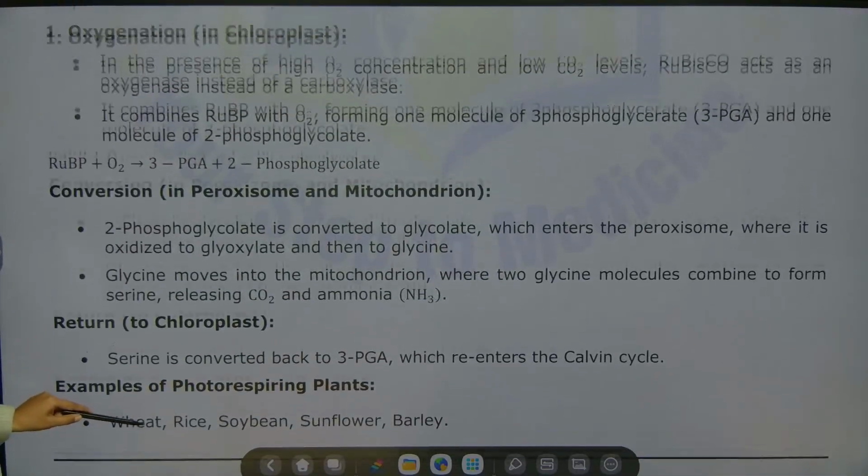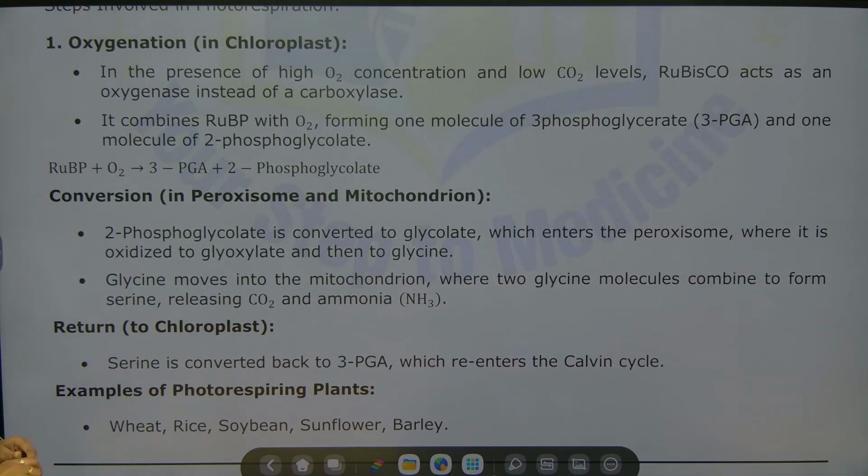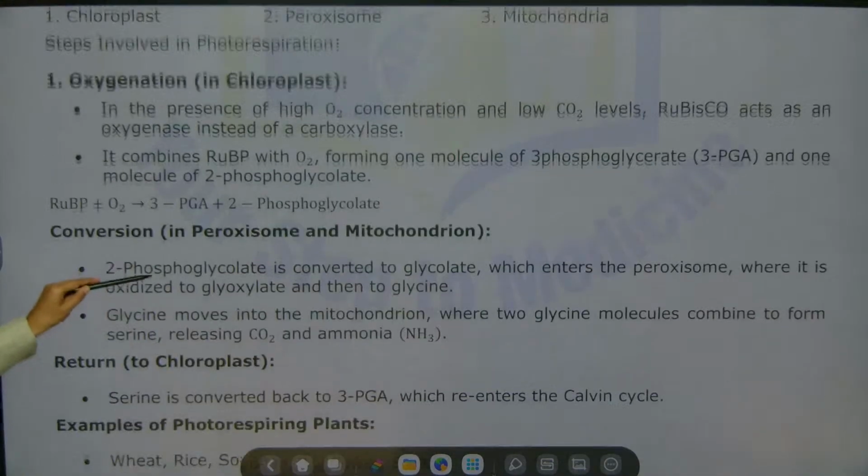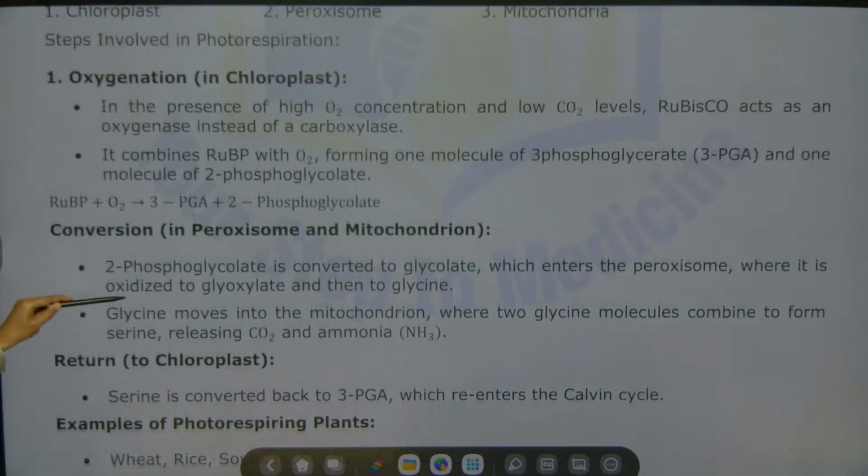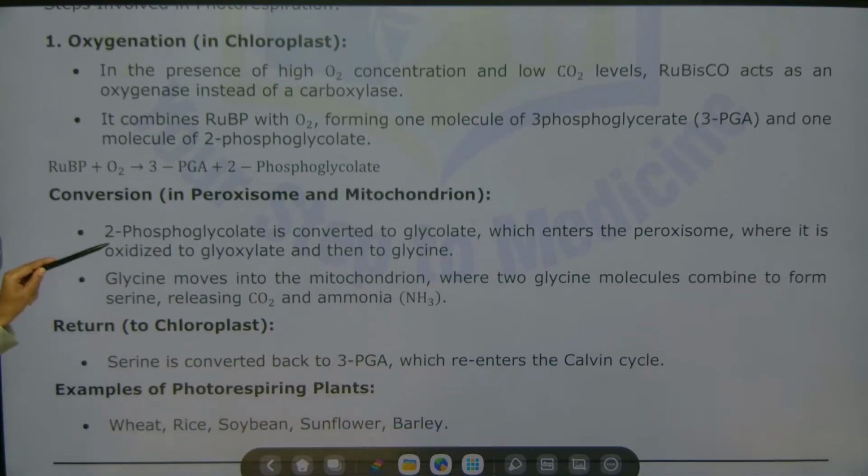Just go through the entire process. If you are not getting anywhere, just ask me. What all we have discussed over here only, it is there here. Just go through it and ask if you are not getting anywhere.